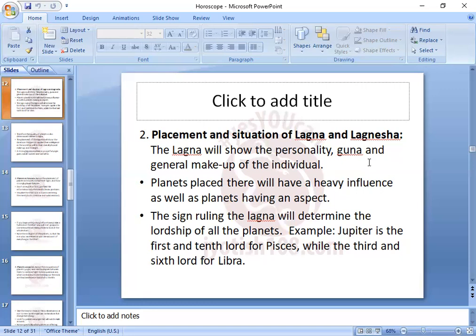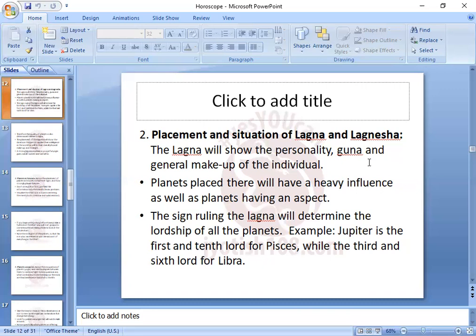A planet may be benefic or malefic by its own nature, but depending upon the ruling sign of the Lagna, they would be functional benefic planets as well as functional malefic planets. For example, because Jupiter is the 1st and 10th lord for Pisces, it is a very benefic planet for Pisces. But because it is the 3rd and 6th lord for Libra, it is a malefic planet for Libra.